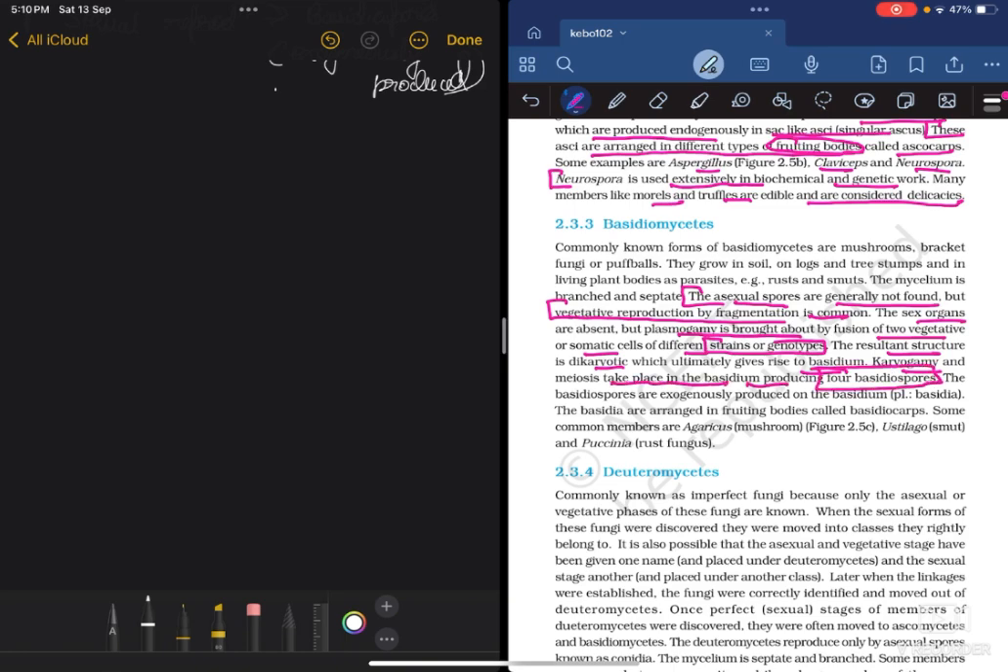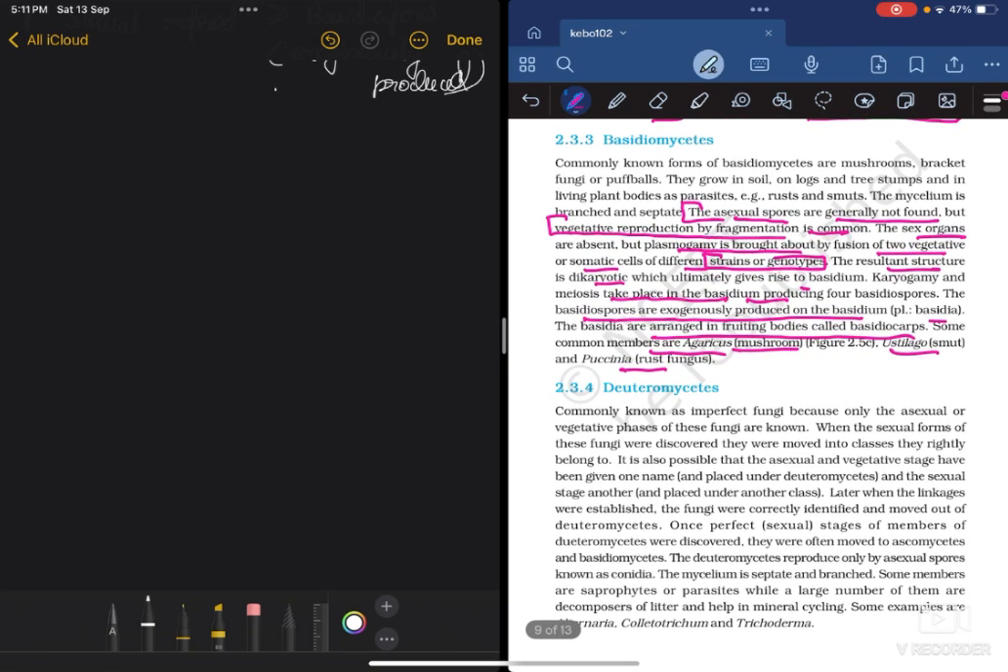A statement-type MCQ can be asked, that karyogamy and meiosis take place in the basidium producing 8 basidiospores, but the correct one is 4. The basidiospores are exogenously produced on the basidium, singular, and basidia, plural. The basidia are arranged in fruiting bodies called basidiocarps. Some common members are Agaricus, that is mushroom, Ustilago, smut, and Puccinia, the rust causing fungus.